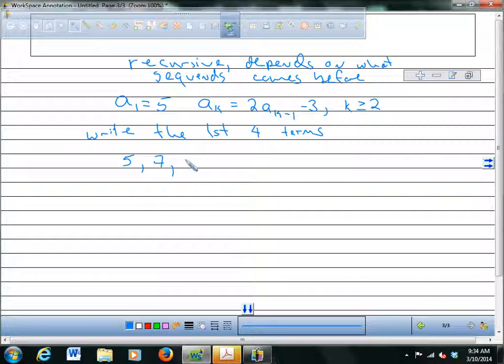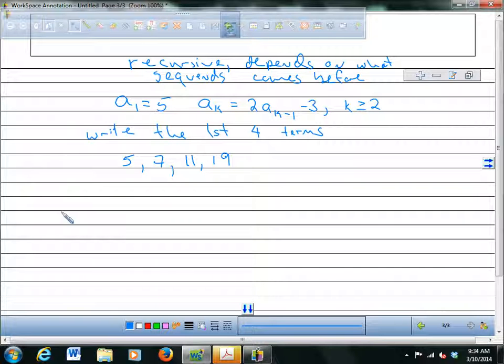What would be the next term? 11. Would it be 11? 2 times 7 is 14, minus 3 is 11. And the next term would be 22 minus 3 is 18. Is that right? Did I do that right? I think I did that. 19? 19. I didn't fix that. Uh-oh. Okay? So you get a recursive sequence.